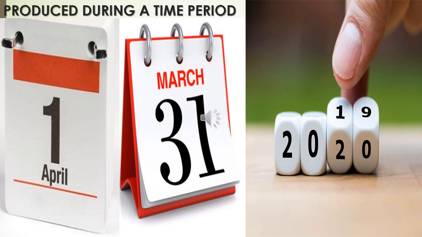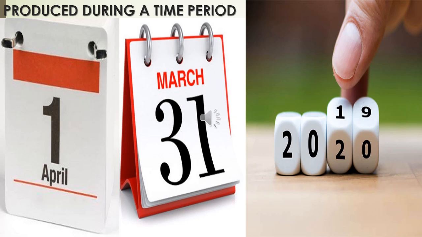Next, produced during a time period. There is a particular time period. The GDP of a country measures the market value of goods and services produced only during the specified time period. The goods and services produced in earlier periods are not included. So while collecting the GDP, you have to consider the particular time and use the specific time period.